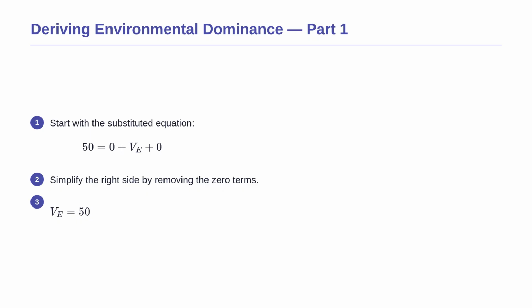Mathematically, this is a very straightforward algebraic step, but biologically, it is profound. It shows that the entire physical difference we observed must come from the environment. Let us finalize this proof on the next slide to see what this means for polyphenism.